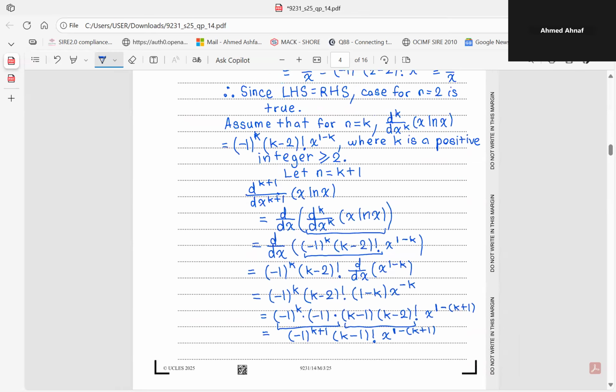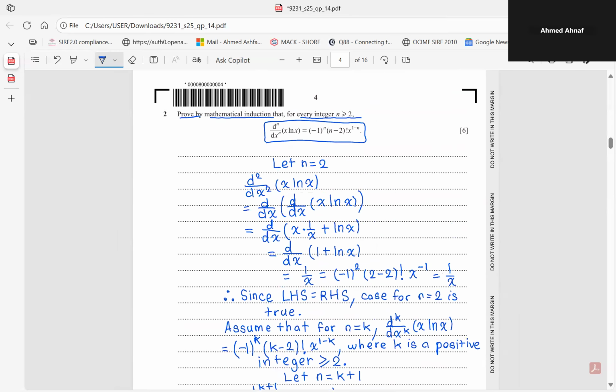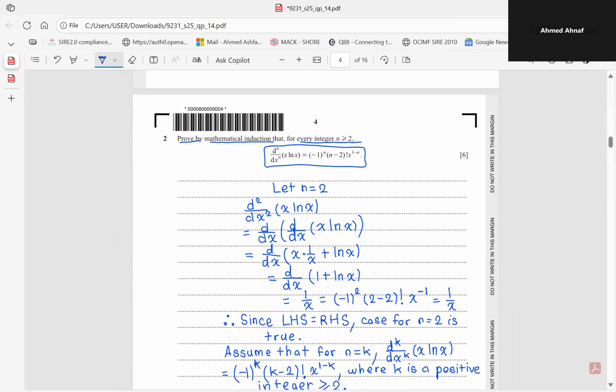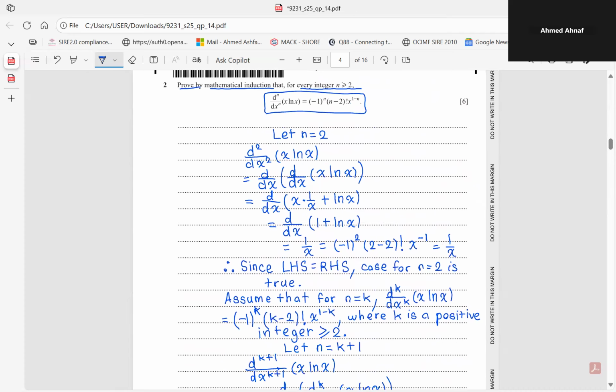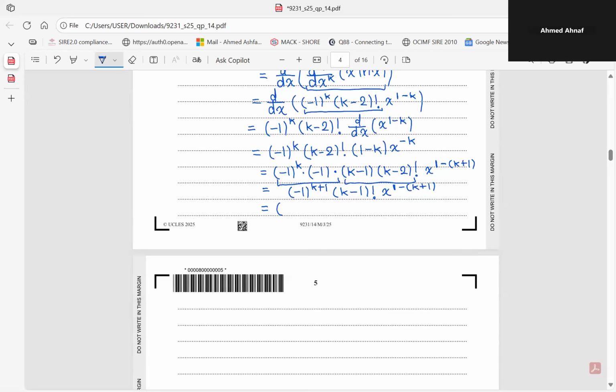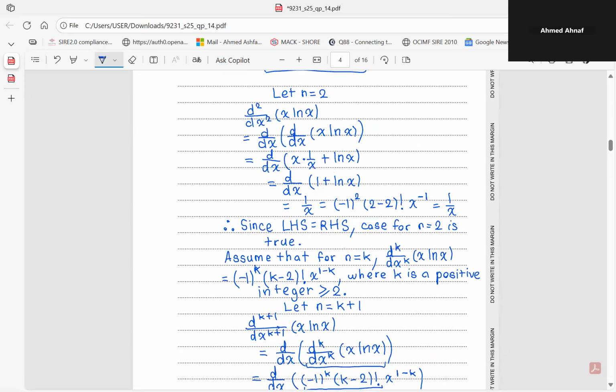So let's check if we have it expressed in the general form. Yes, (-1) to the power of k plus 1 times... okay, we have to express it in terms of n minus 2, so basically k plus 1 minus 2, which is easily doable. So this is (-1)^(k+1) times (k+1-2)! times x to the power of 1 minus (k+1). Okay, so it's fully in this form.